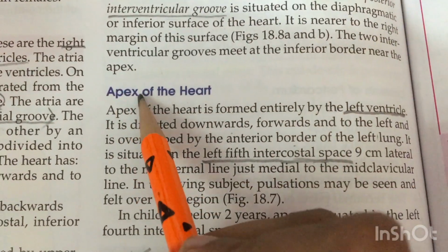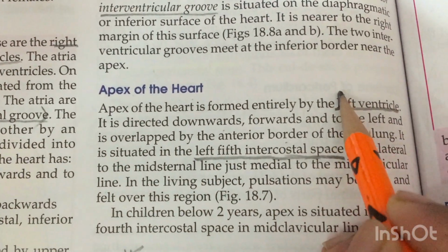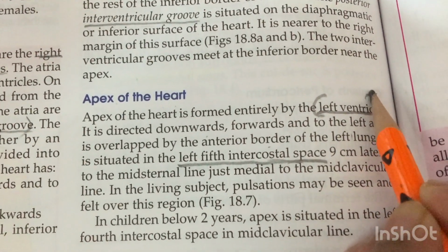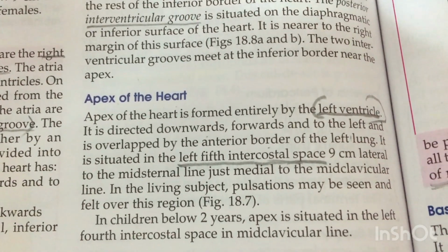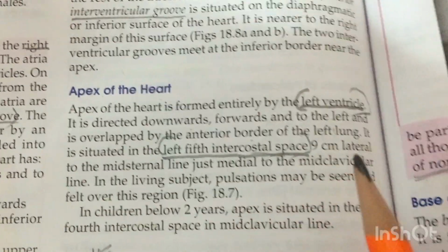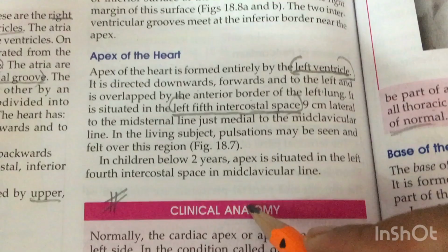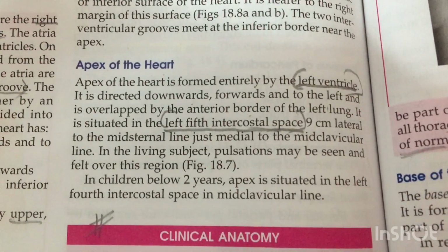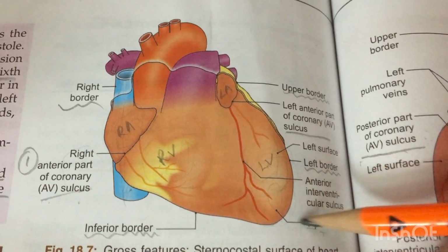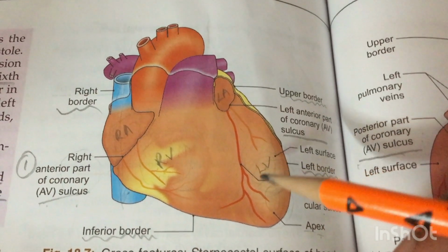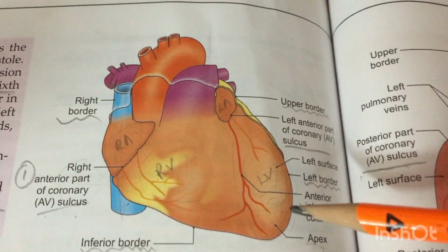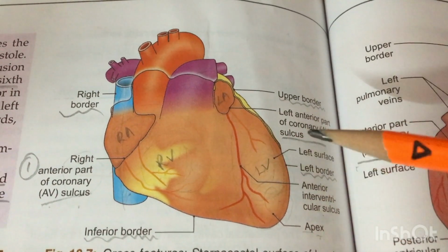So next, about the apex of the heart. Here only two points are important: the apex of the heart is mainly formed by the left ventricle, and it is situated in the left fifth intercostal space. One more clinical anatomy point I have already explained in another video. This is the apex of the heart. It is directed towards the left side. Here you can see this is the left ventricle, so the apex is mainly made of the left ventricle.